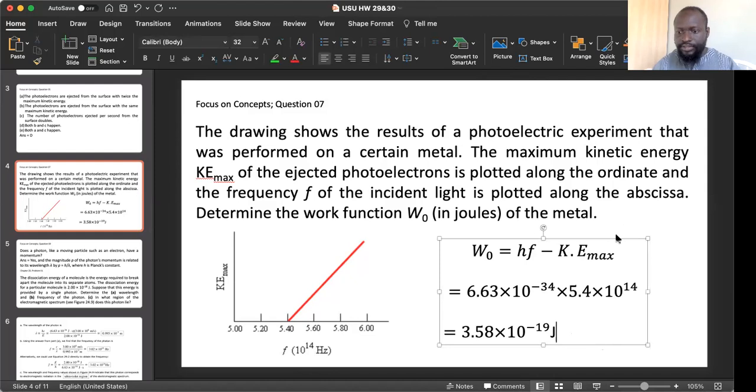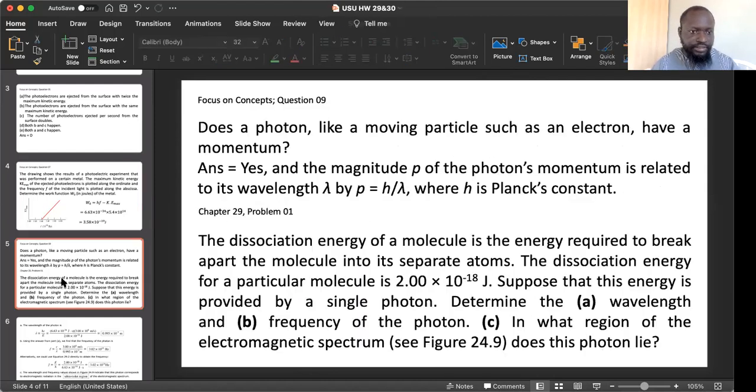Okay. All right. So the next is focus on concept question 09, does a photon, like a moving particle such as an electron, have a momentum? Yes, it has momentum, and the magnitude of the photon's momentum is h over lambda. There is another option that says h times lambda. That's the wrong option. H divided by lambda, okay? And the wavelength from this momentum is called Compton's wavelength.